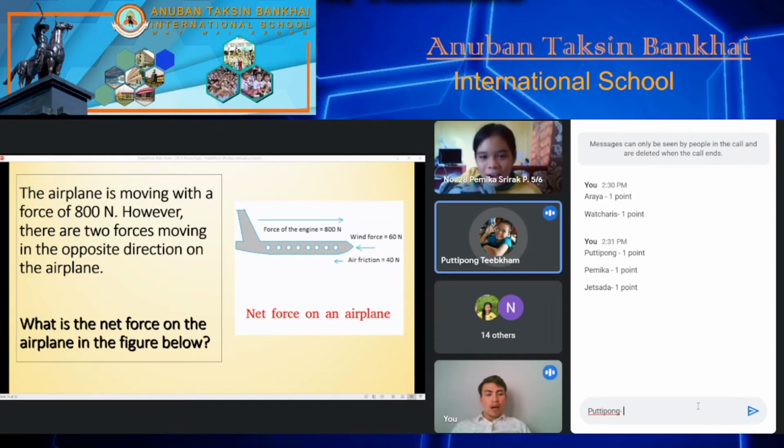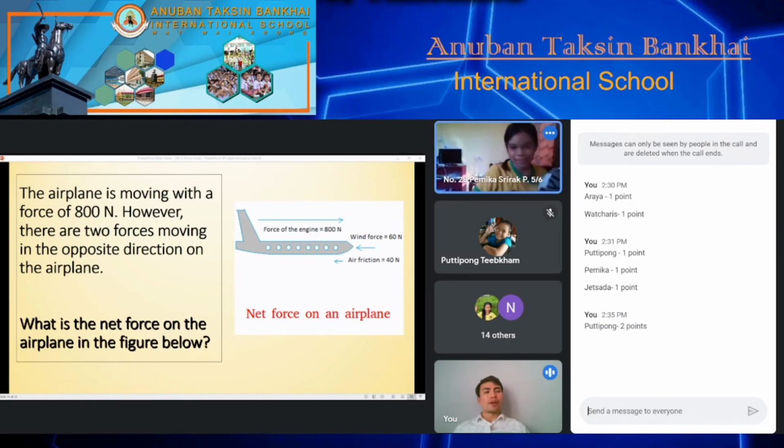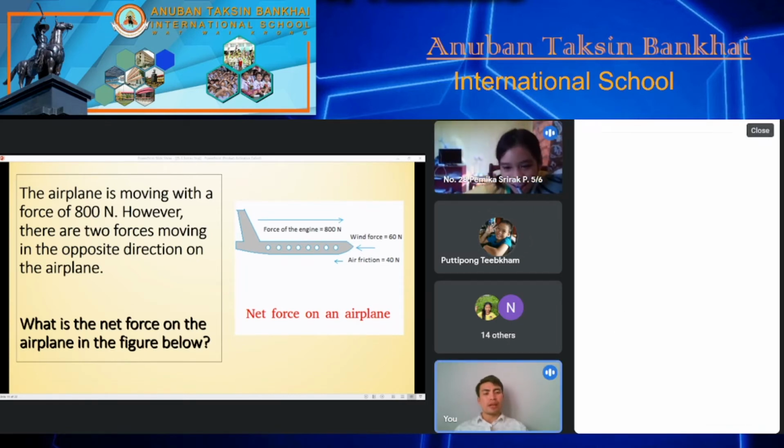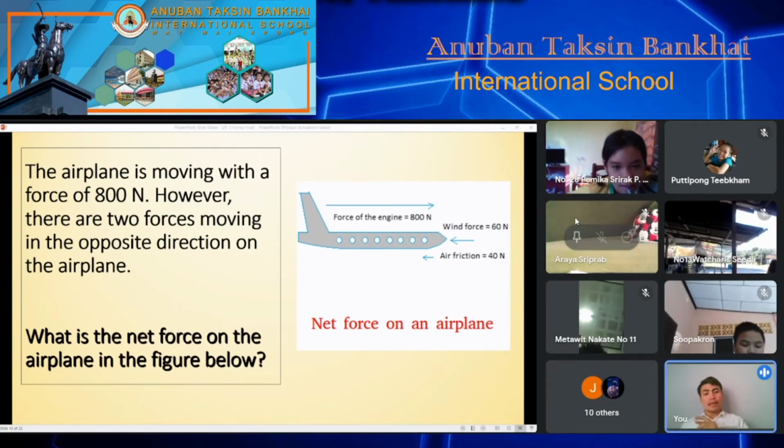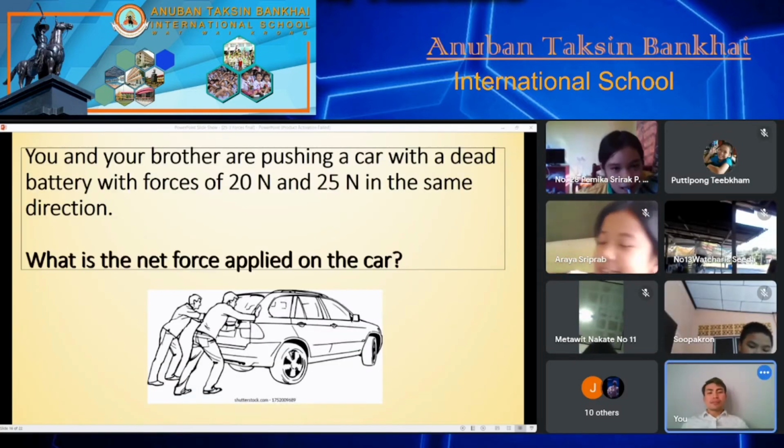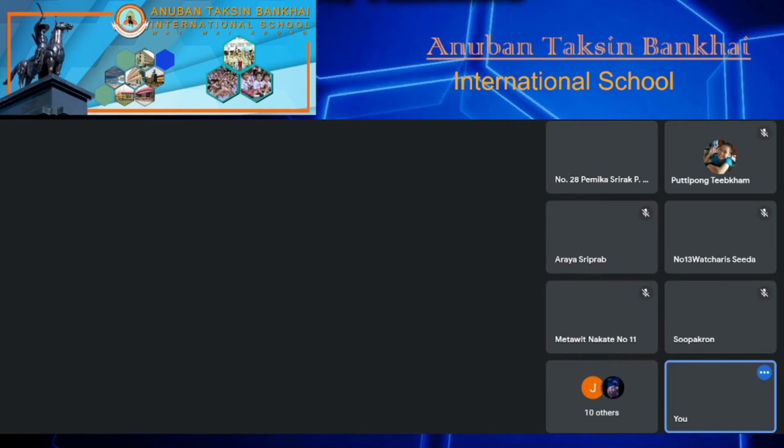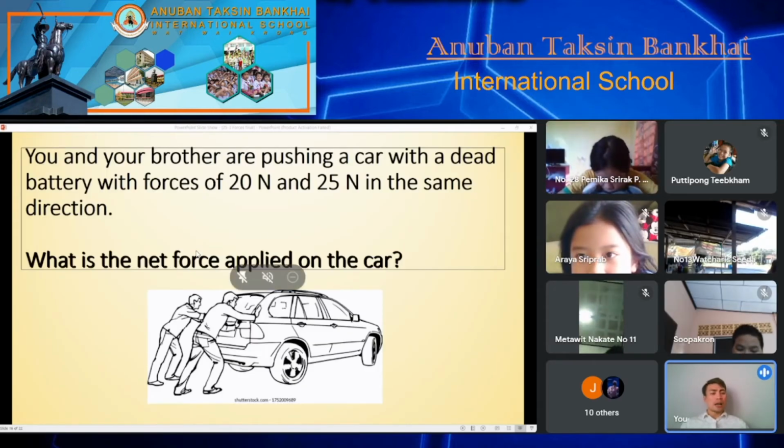Putipong got 2 points. All in all, Putipong got 3 points already. Do not say the answer again, Putipong. Okay, now this one, for 2 points again. You and your brother are pushing a car with a dead battery with forces 20 Newton and 25 Newton in the same direction. What is the net force applied on the car?